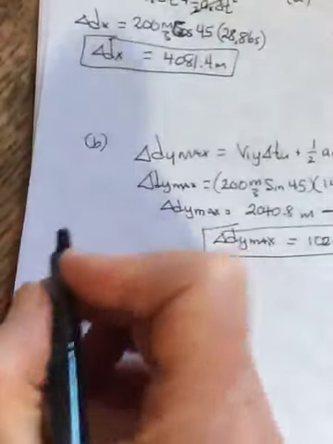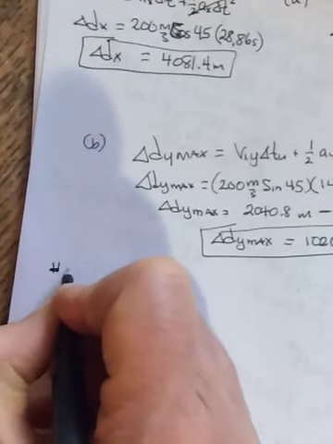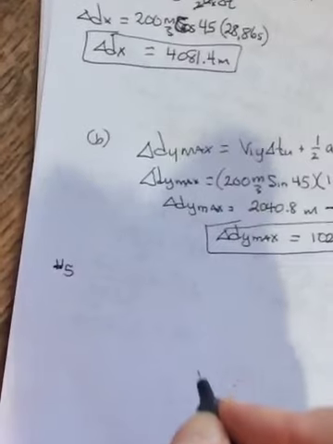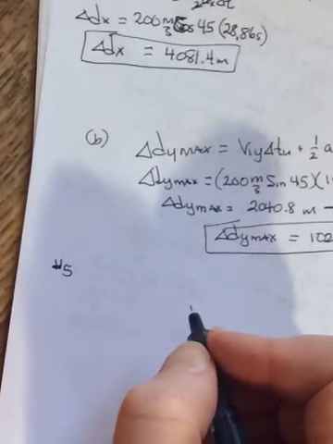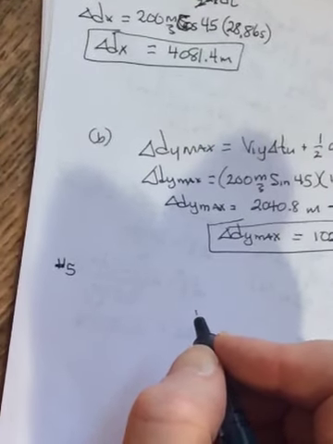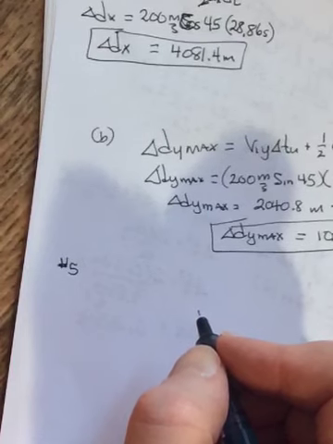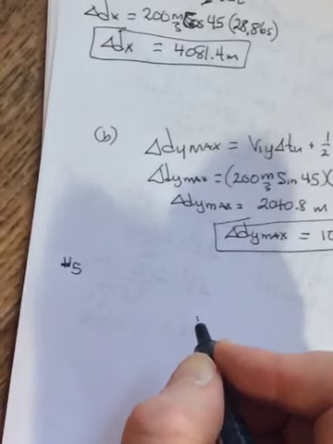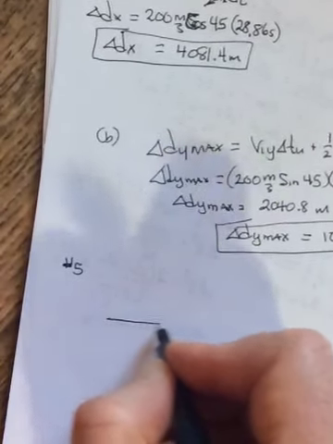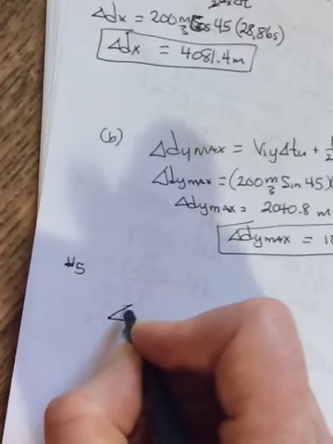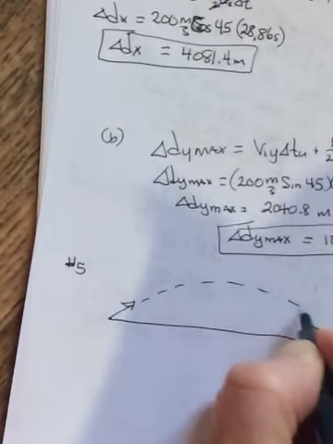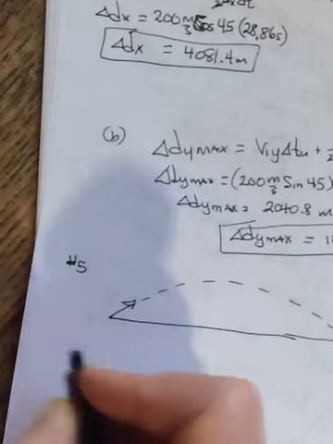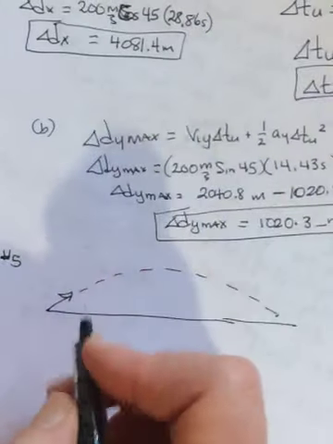Number 5. Number 5 says a ball thrown from central field to home plate at an angle, being caught at exactly the same height as it was thrown. It is thrown. It takes only 3 seconds for it to travel. Okay, so it's a ground to ground, going up and coming back down, so it's caught at exactly the same height.